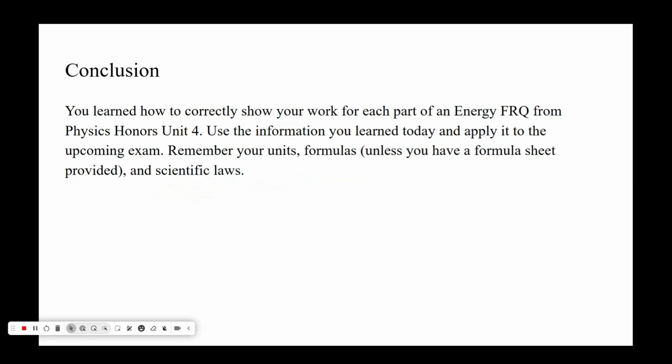Plugging something in wrong, but having all the right values, it's just terrible. If you plug in the right numbers and get the wrong answer just because you plugged it in wrong mathematically, using the wrong order of operations. So please know how to use your calculator, know your scientific laws, remember your units, and know how to use the algebra, and you will be set for tomorrow's FRQ.